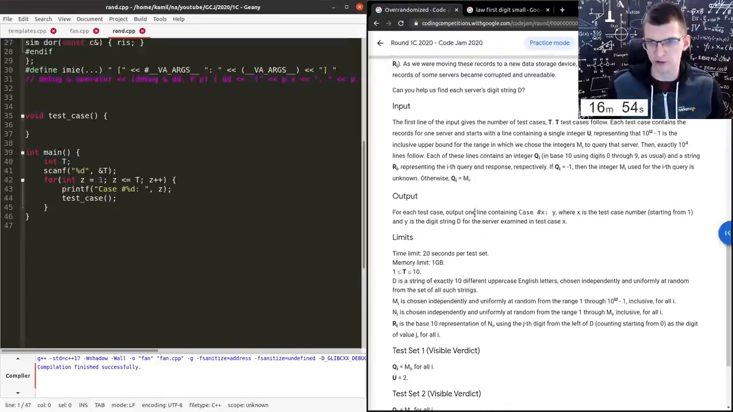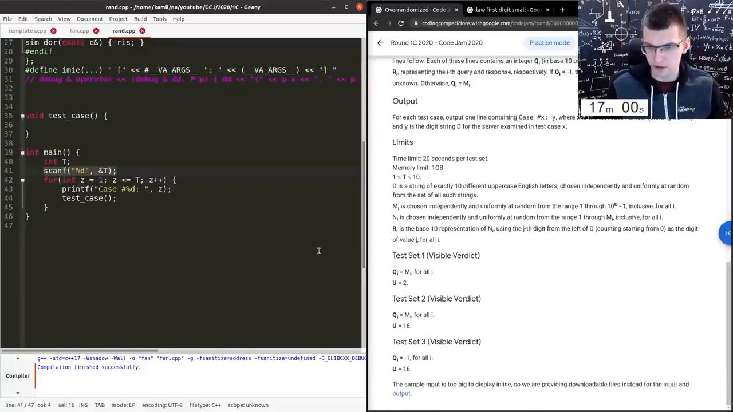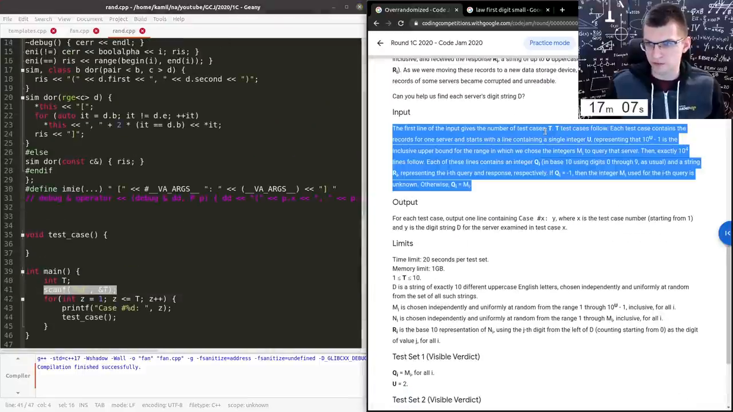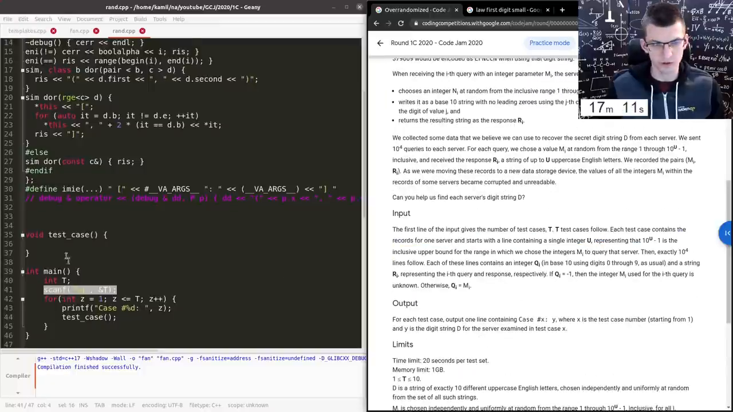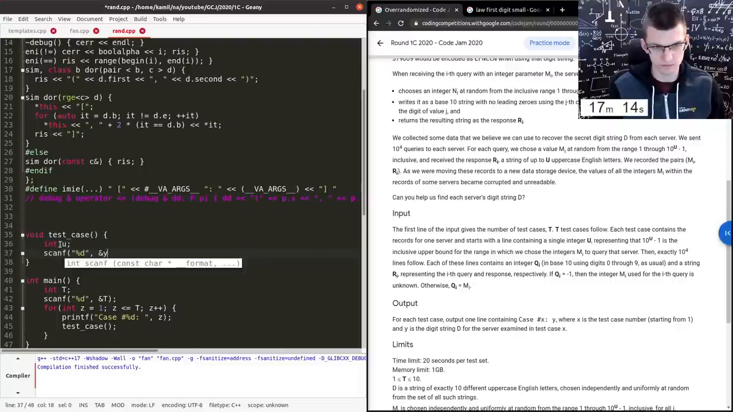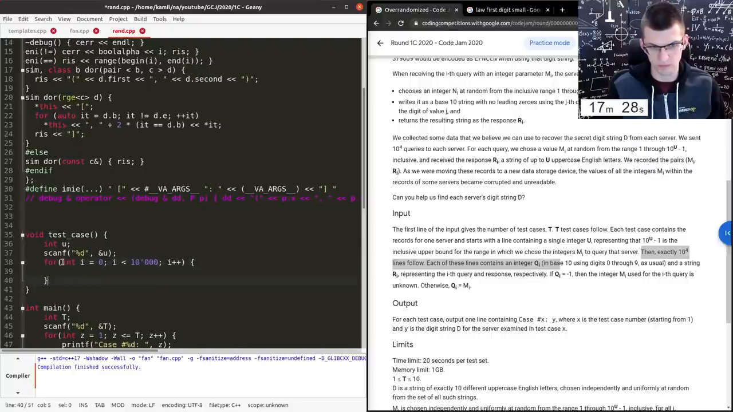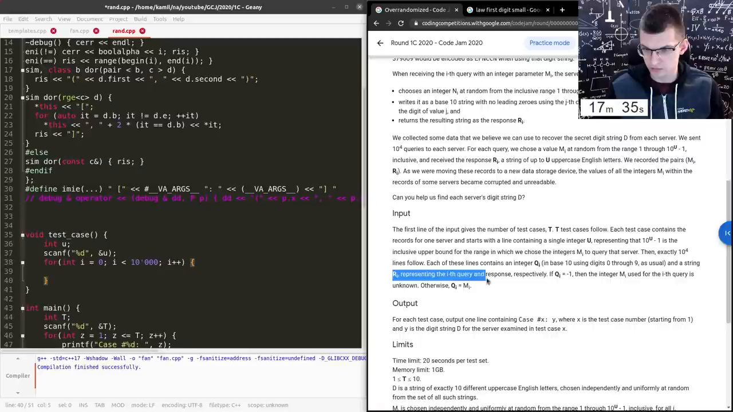And what's the input format? Actually, this is easier to be done with... never mind. Okay, there is T. Then exactly that many lines follow. In each of them, string R, and then a number. No, first an integer, then a string.